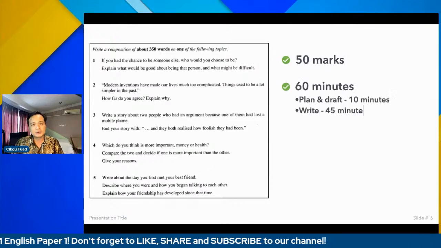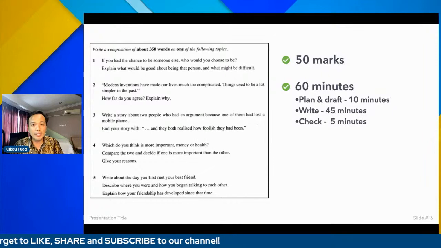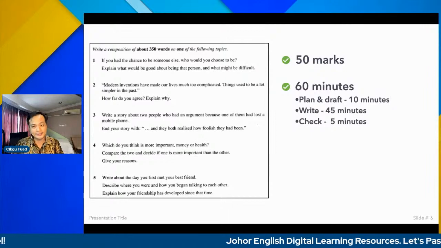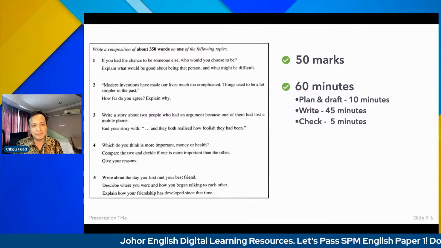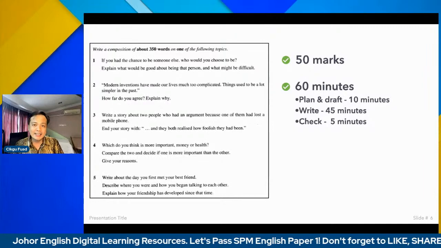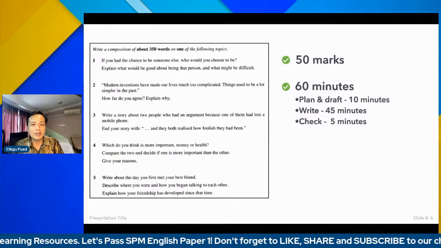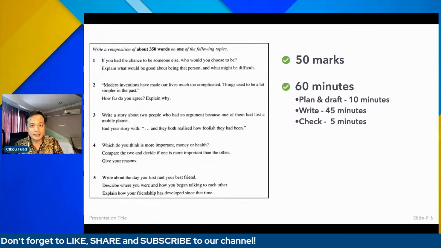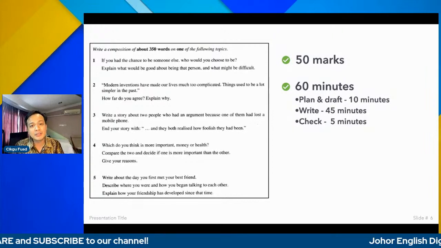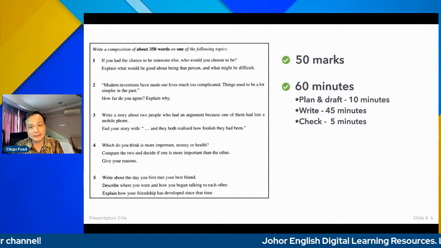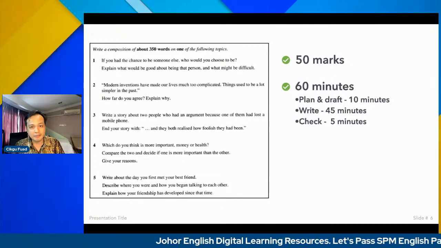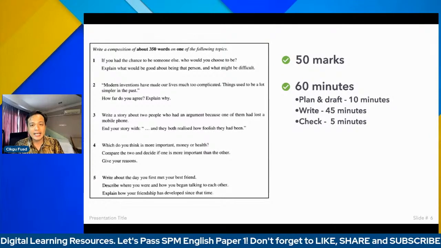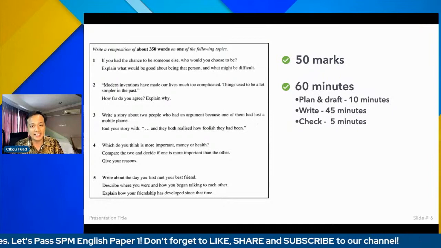Okay, number 2, we need to know that we only have 60 minutes. You know that the total time that we have is 1 hour and 45 minutes. You use 45 minutes for your directed writing and another 60 minutes or 1 hour for your continuous writing. But all the 60 minutes, you are not going to only use it to write. Number 1, you need to plan and draft and use 10 minutes. After drafting, then you will write your essay. That will take around 45 minutes. And then the balance 5 minutes is for you to check your writing.